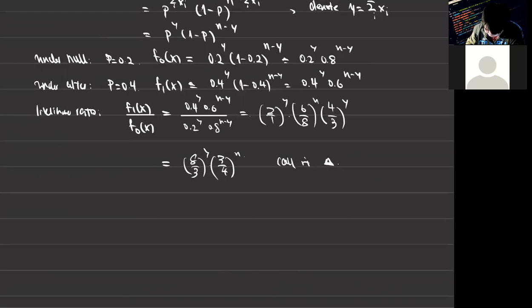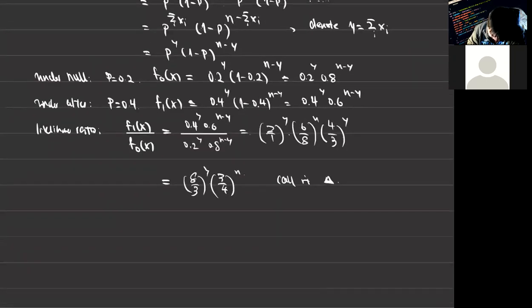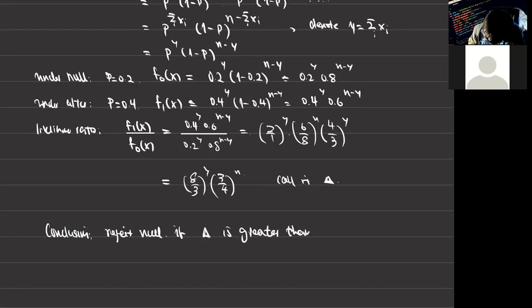So now here, you say reject. The conclusion is reject the null if this triangle is greater than some sort of value k. And this k is usually provided in the problem. The problem will tell you what k is.